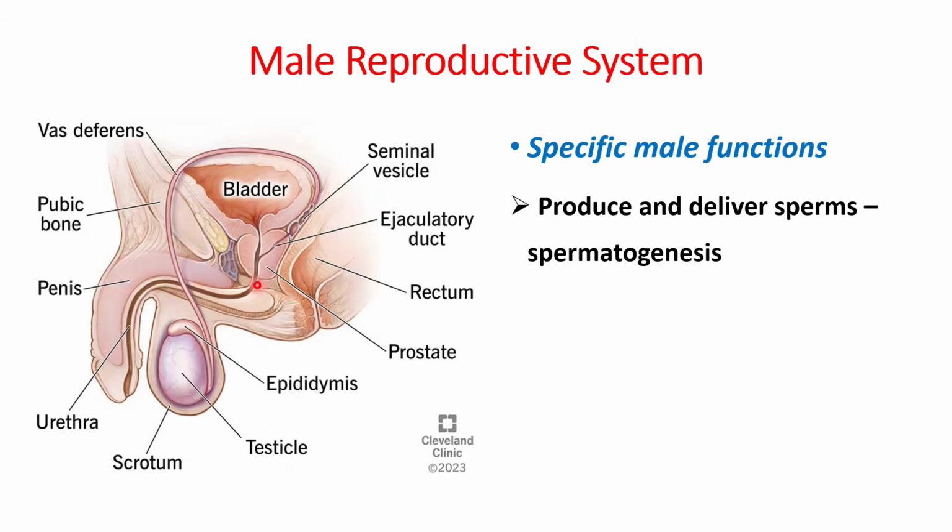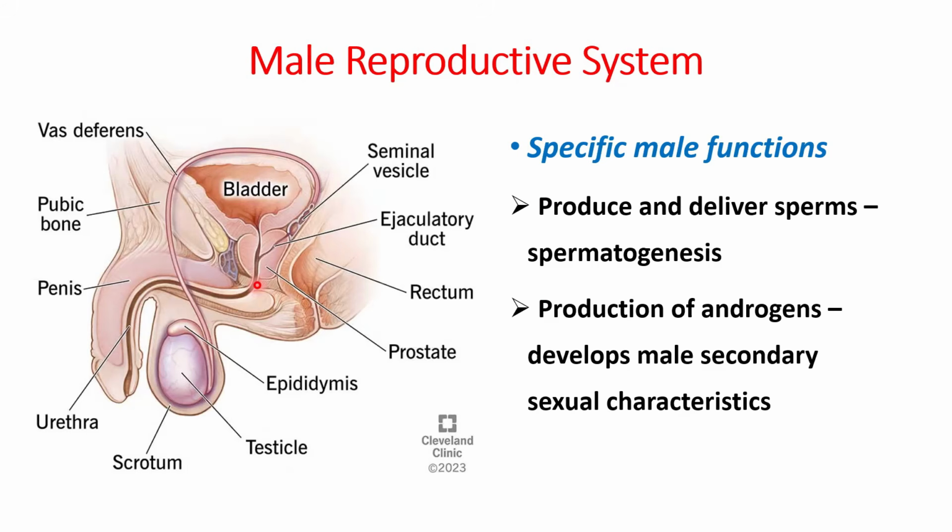Produce and deliver sperms, as you can see there. Production of androgens, which now these androgens such as testosterone will enable the development of male secondary sexual characteristics. So depending on the voice, pubic hair, and even that masculine stature of males is due to the androgens. And then the glands. So for example, secretion of the prostate of the seminal vesicles will nourish the sperms.